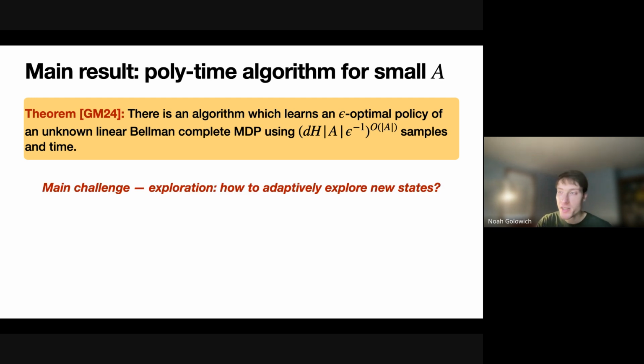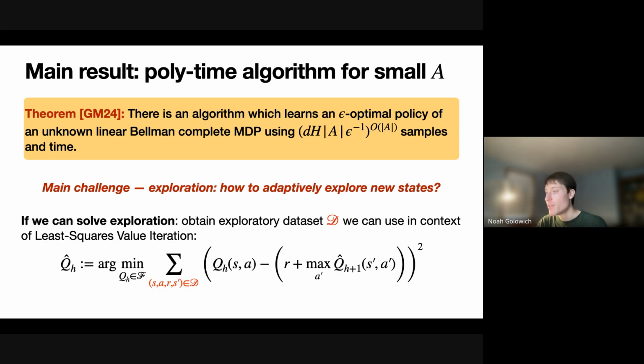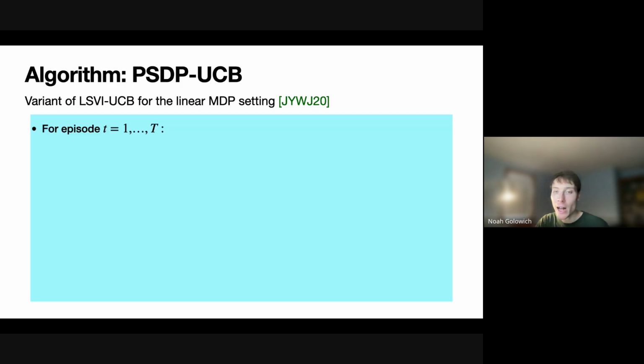Now, the main challenge to prove this theorem is how do we perform the task of exploration? In other words, how do we adaptively explore new states? If we can do this and obtain some data set D consisting of state, action, reward tuples, we can then use this data set in the context of least squares value iteration. So at each step little h, we're going to compute the solution q hat h to the least squares regression problem given q hat h plus 1. And the hope is that these q hat h's that we compute will be near optimal. So that's the rough idea of the challenges, namely exploration. I'm now going to give an overview of how our algorithm works to prove this theorem.